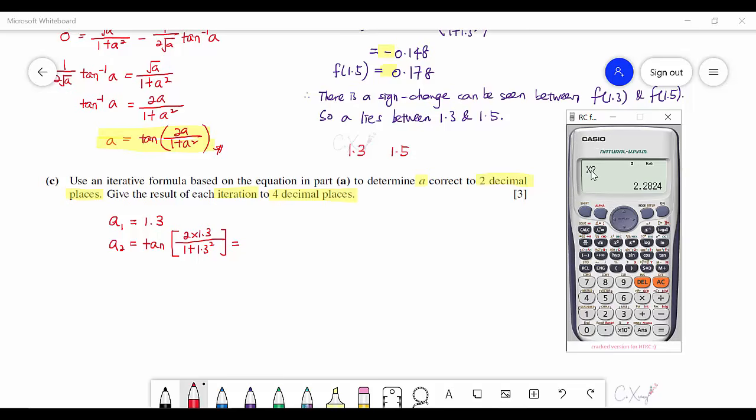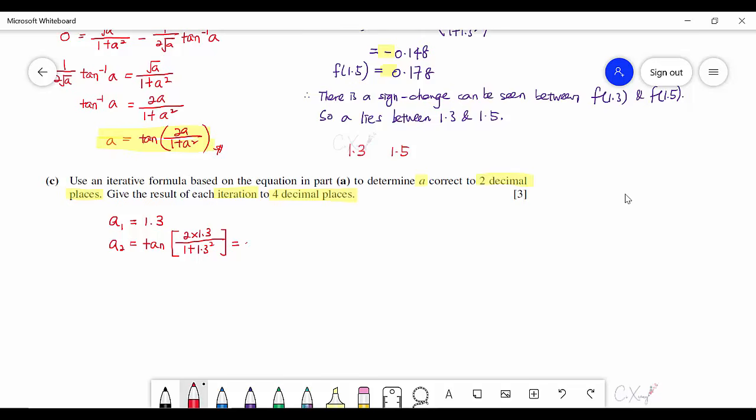They are asking you what is the value of x that you want to input. So please input 1.3 and then you press equal sign. All right, so from here, the calculator shows you 1.4484. Okay, so I will write my iteration into 4 decimal places. So this is my A2.